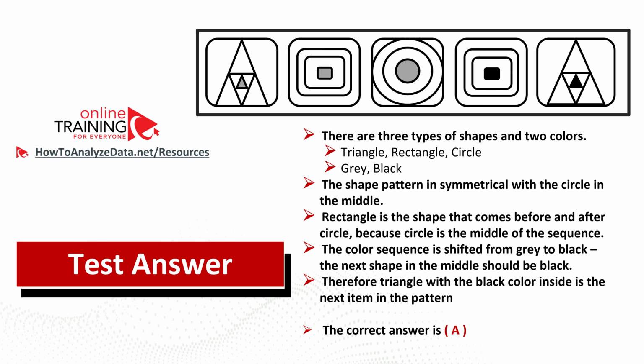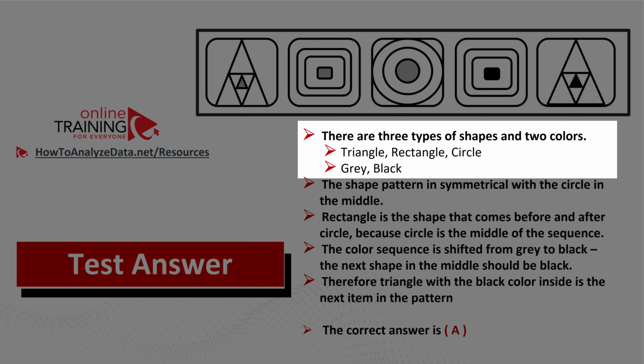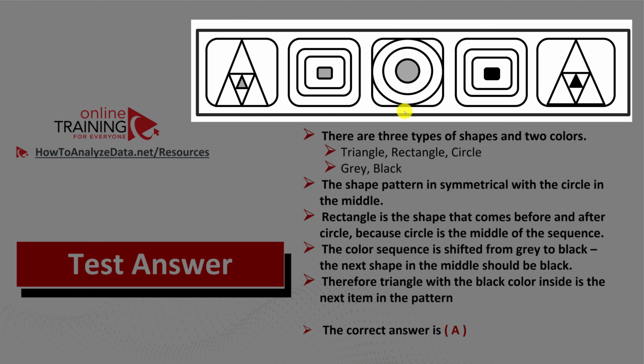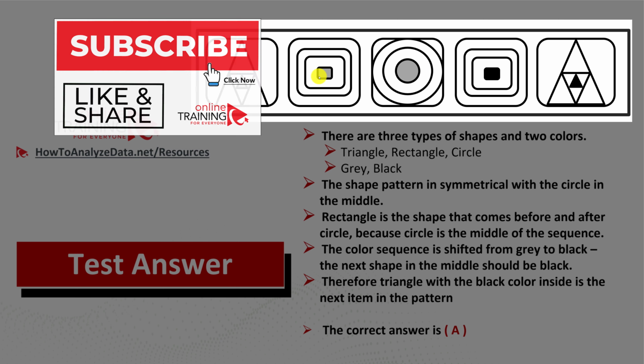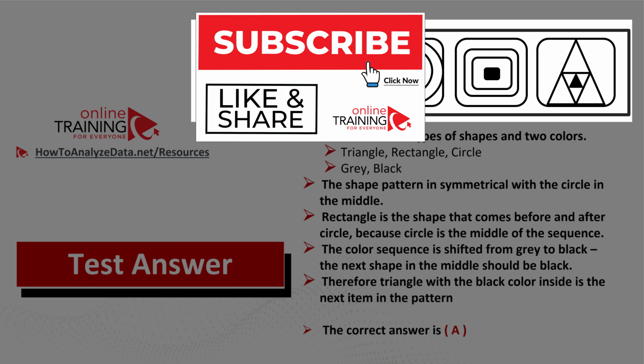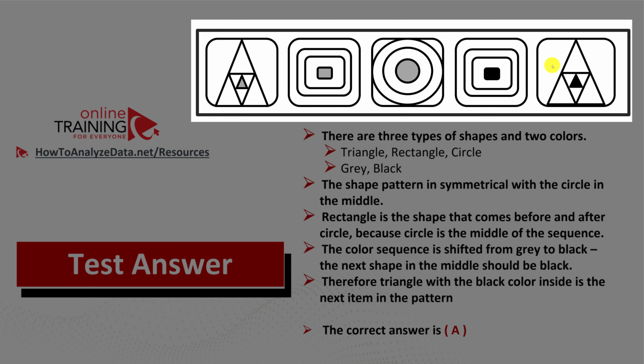Interesting question, isn't it? As always, you have to look for the patterns. And there are 3 types of shapes here. We have triangle, rectangle, and circle. We also have 2 different colors, gray and black. And the pattern of shapes is symmetrical. You have a middle shape with the circle. And the position of the shape is determined by symmetry, which shows that the rectangular boxes are on the sides, and the next one is the triangle. The question is, which triangle was which color?